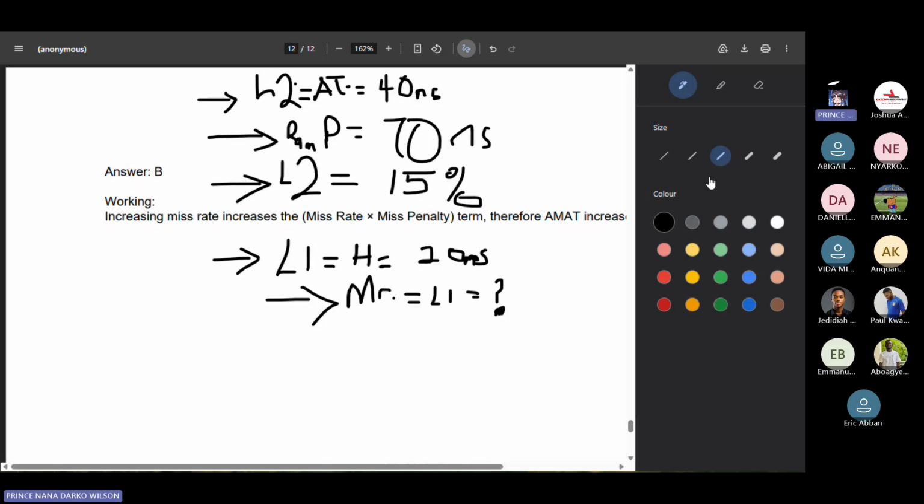Okay, so I had 28%. So for the miss rate, Mr. Nyako has managed to get 28%. Okay, that's a good start. Let's see what else comes. He might be right.